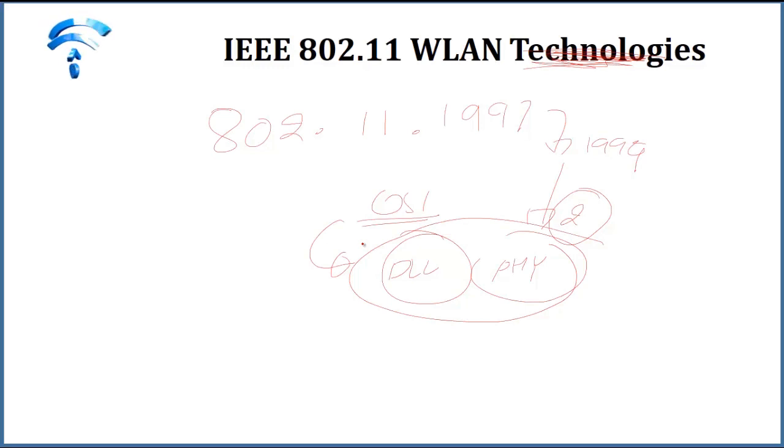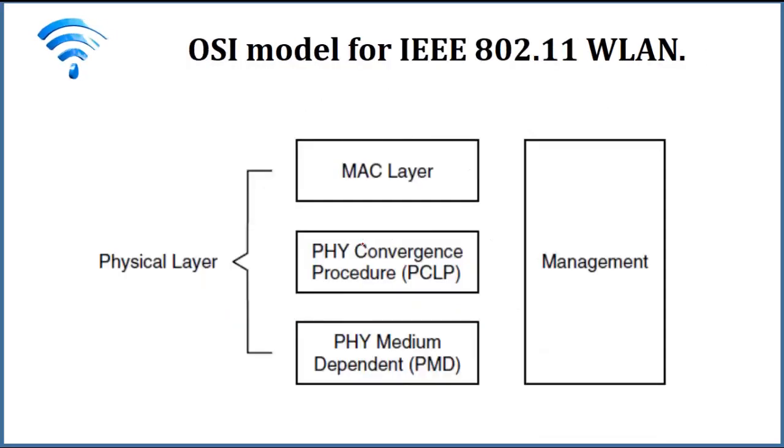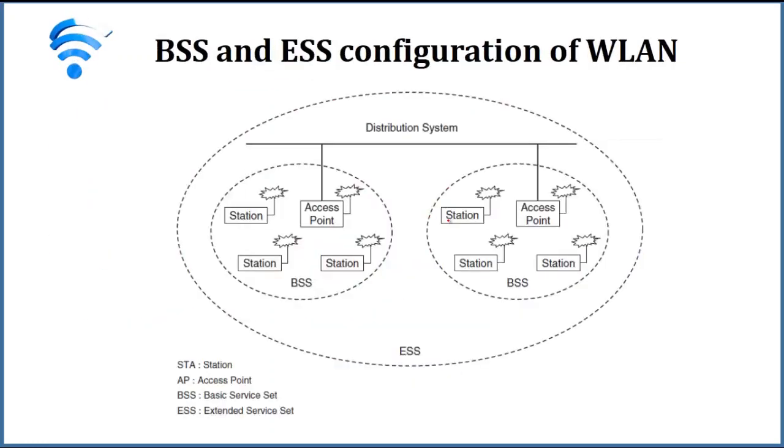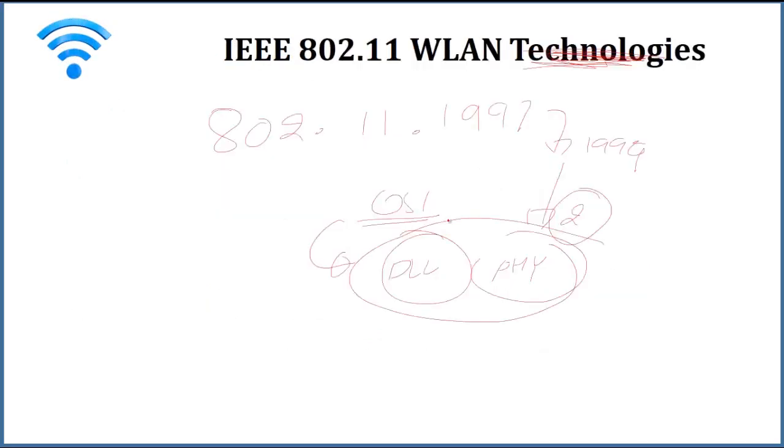If we consider the IEEE 802.11 architecture, we can see here the OSI model for 802.11, where the focus is on the physical and MAC, or data link layer. This is the OSI model for 802.11, which has already been discussed with you. So I need to focus on architecture here. I'll explain the different architectures.